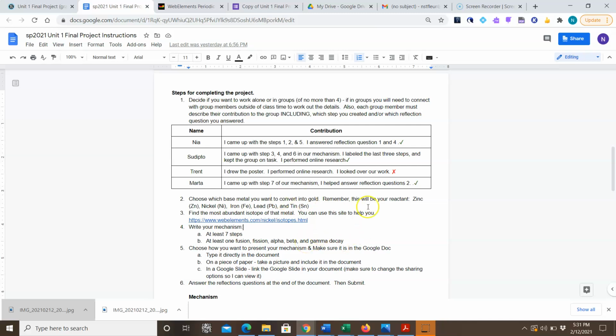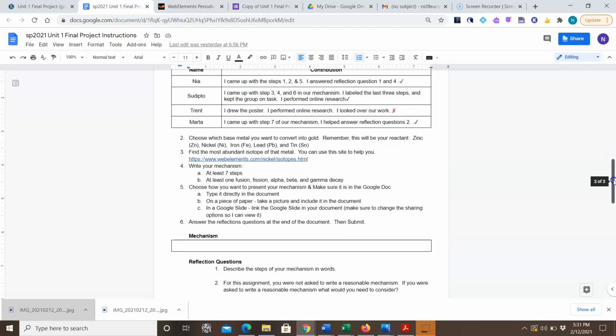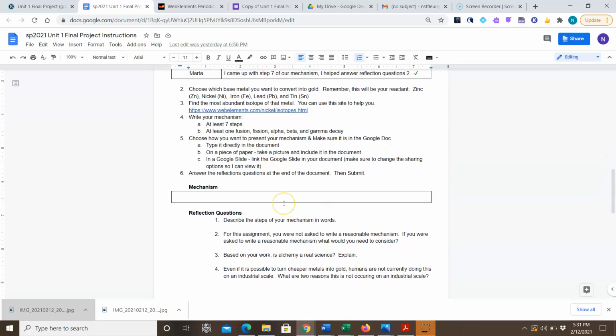Once you've created your mechanism, you can write that in this document or present it on a poster or a Google Slide, however you want. Now, a lot of people are like, well, what does that look like? Let's back up for step 4. What does that look like? So I'm going to show you an example.